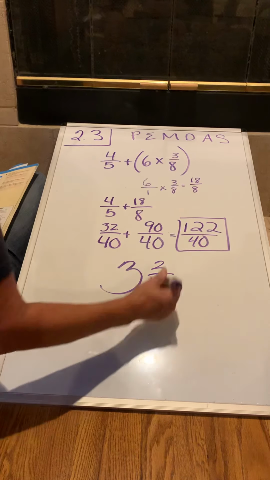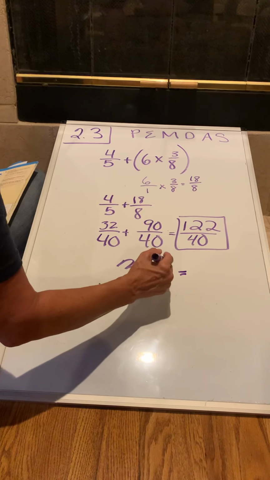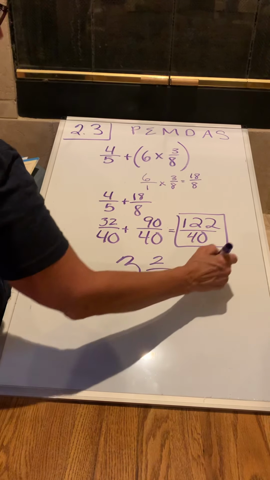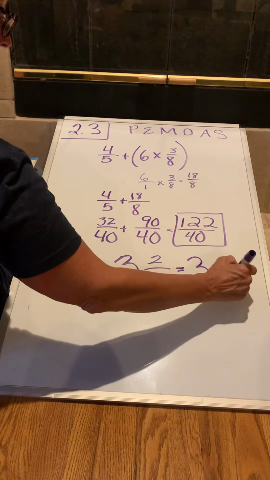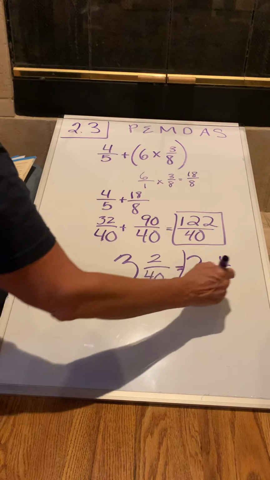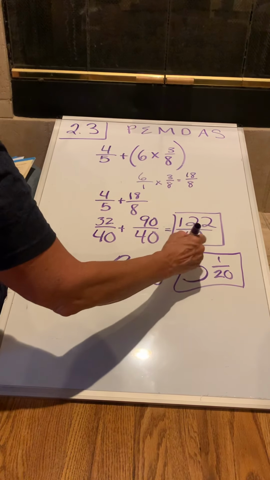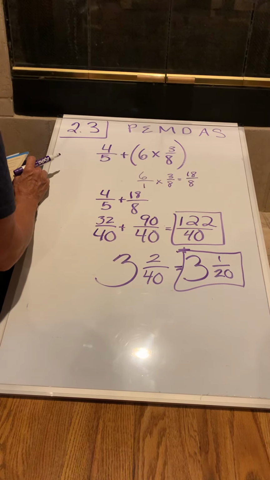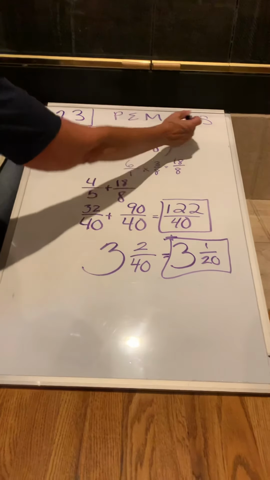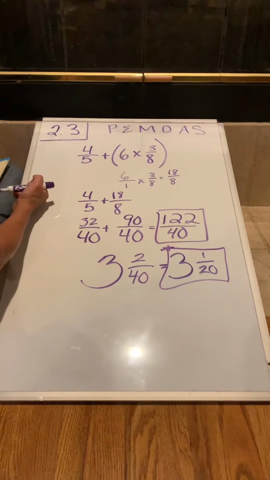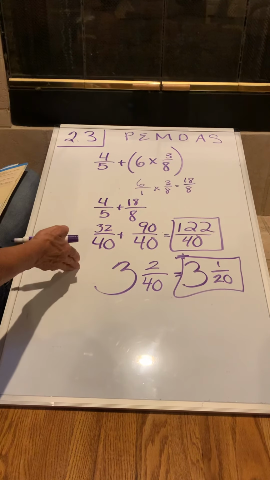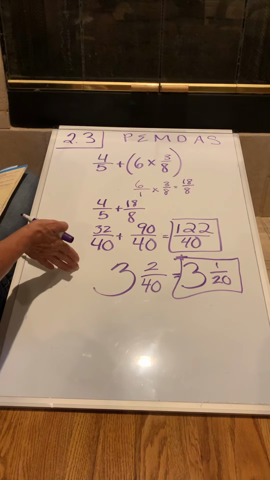That's not in simplest form. So we would divide the numerator and the denominator by 2, and we would get 3 and 1/20. So this is your answer to this problem. So there's quite a few steps, but you need to just make sure that you follow your order of operations and go one step at a time. Because if you don't go one step at a time, you're going to get it wrong every time.